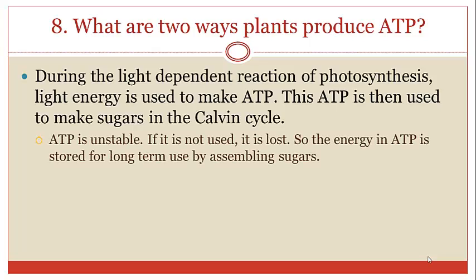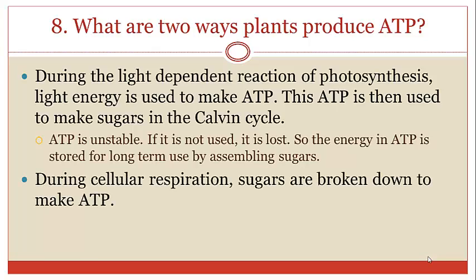ATP is unstable. If it's not used, it's lost. So the energy in ATP is stored for long-term use by assembling sugars. The other way that plants produce ATP is during cellular respiration. So once the plants have made those sugars and they've stored them away, if the plant needs the sugar, say during the winter where there's not lots of sunlight, or the plant needs to grow or repair a broken limb, the sugars could then be broken down to make ATP.